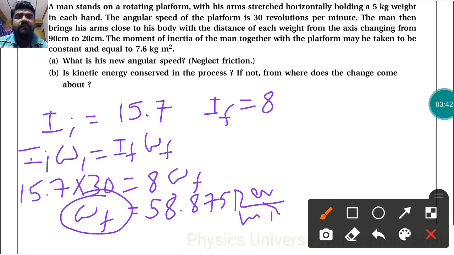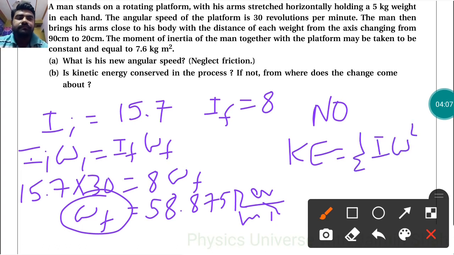And then, is kinetic energy conserved in the process? If not, where does the change come from? So here kinetic energy is not conserved because it is changing. Why? Because the angular speed is changing, and kinetic energy depends on that: half I omega square.